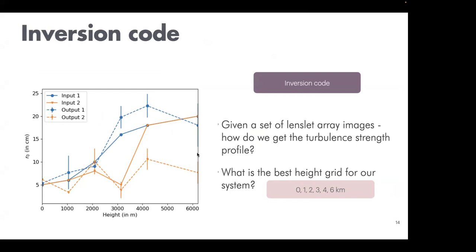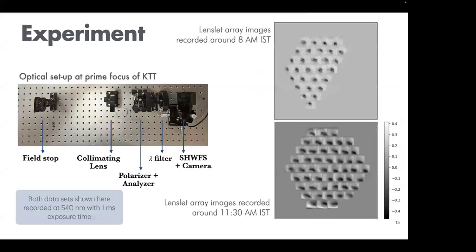And the thing is, we were underestimating the turbulence at the higher heights. But we're not interested in the absolute strength of turbulence. We only wanted the relative strengths, so we just wanted to be able to identify the strongest layer. And we were able to do that, so we were satisfied. So this was the setup.